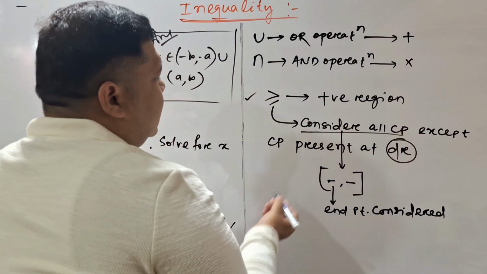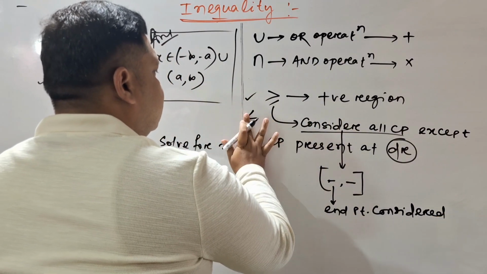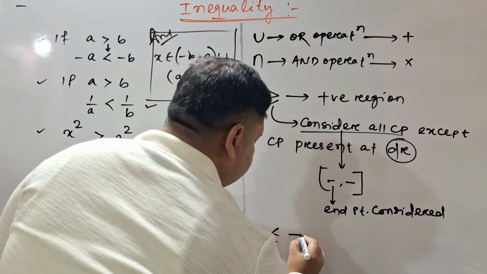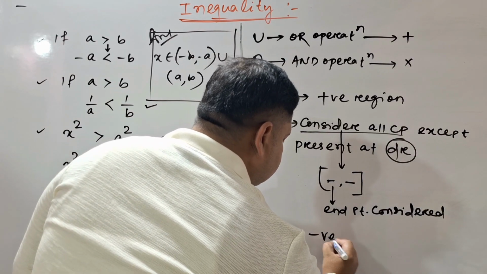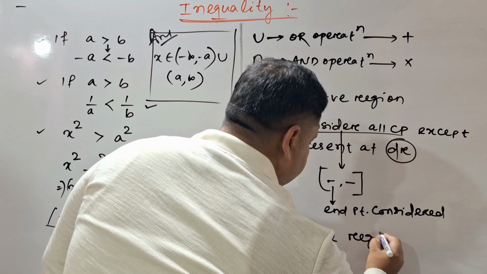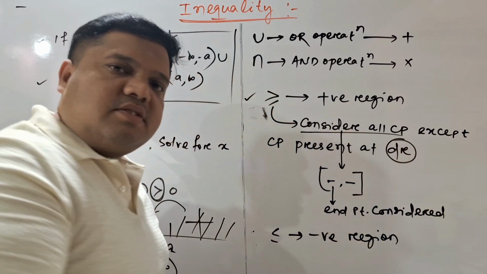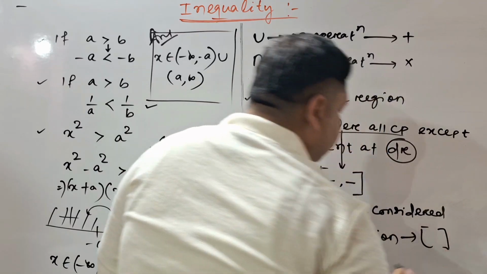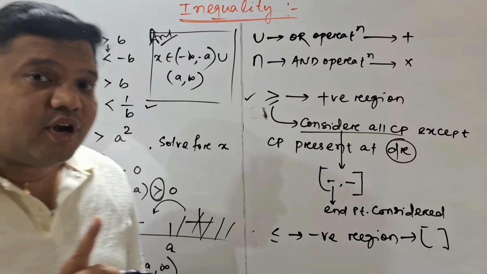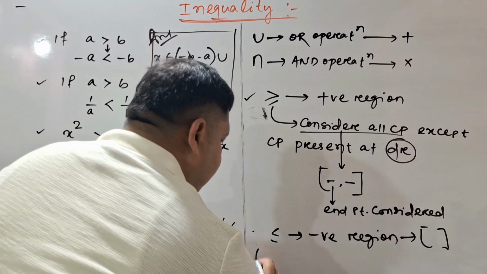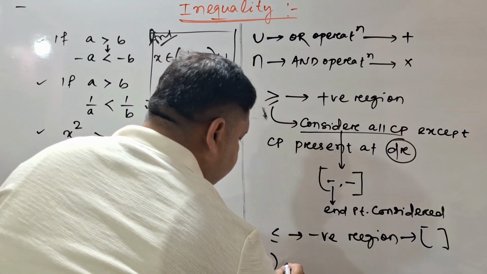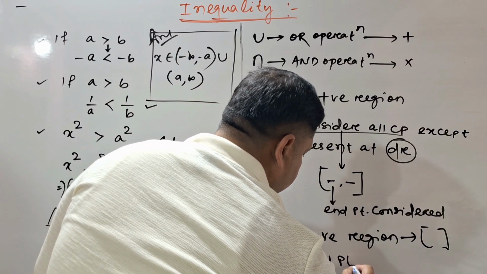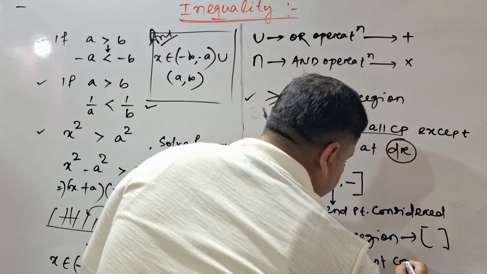Similarly for less than also. Less than or equal to means what? Less than or equal to means consider the negative region. And the equal to symbol means consider all critical points, use a close bracket, meaning square bracket. Similarly, an open bracket means the end point is not considered. Suppose I write it this way, an open bracket indicates the end point is not considered.